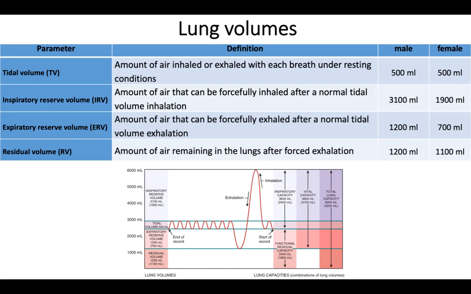There has to be a certain amount of air remaining in the lungs after that forced exhalation. That volume is called residual volume. And then the next breath you take, that air will mix in with that residual volume. So these are the four major volumes.